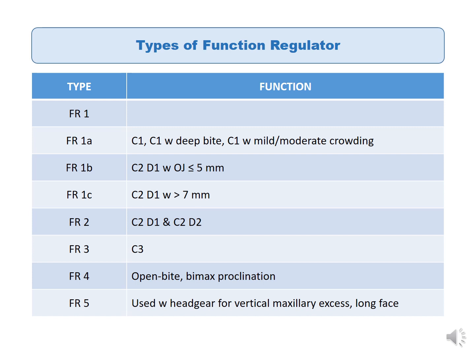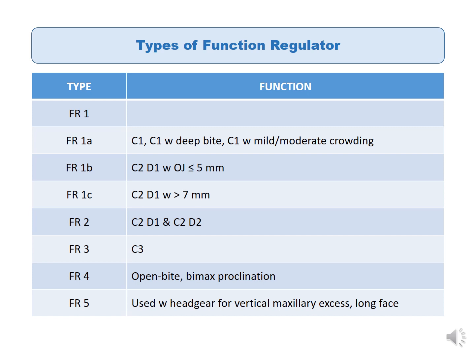The function regulator can be divided into various types. We have the function regulator 1, which is subdivided into 1A, 1B and 1C. You have the function regulator 2, 3, 4 and 5. 1A is used in class 1 cases, class 1 with deep bite, and class 1 with mild and moderate crowding. The 1B is used in class 2 division 1 with an overjet equal to or less than 5 mm. The 1C is used in class 2 division 1 cases with overjet more than 7 mm.